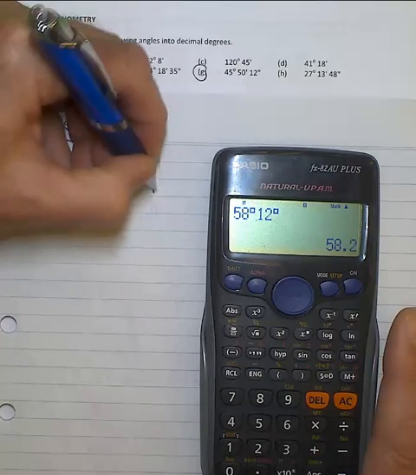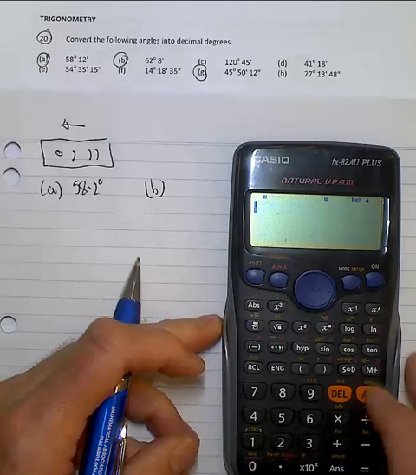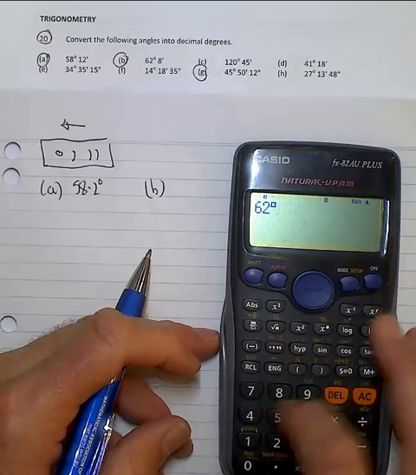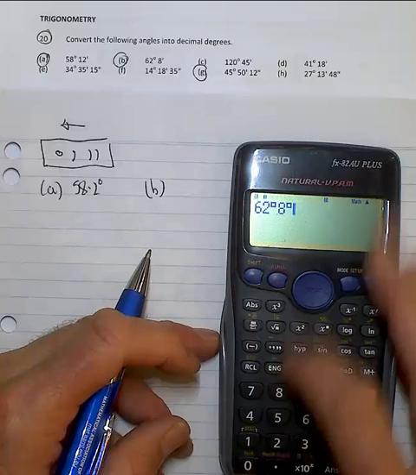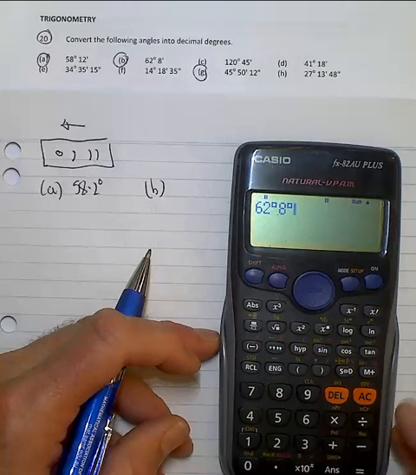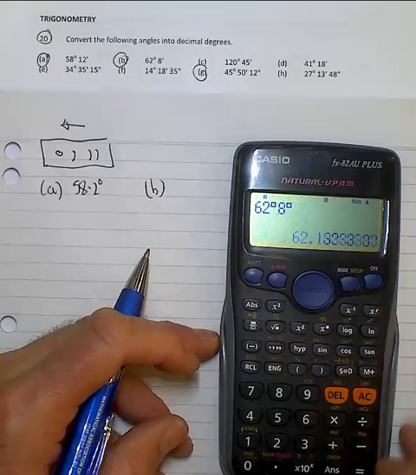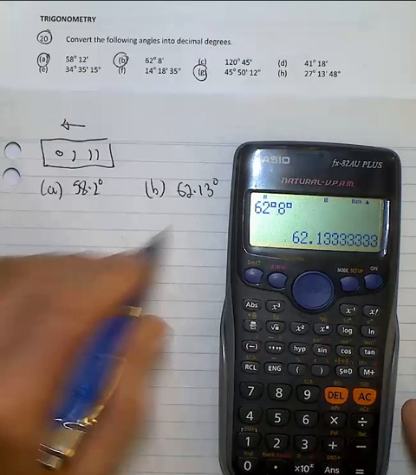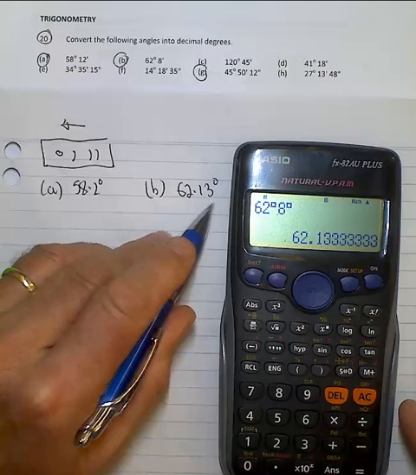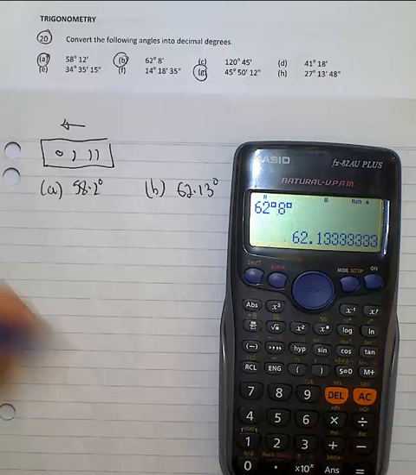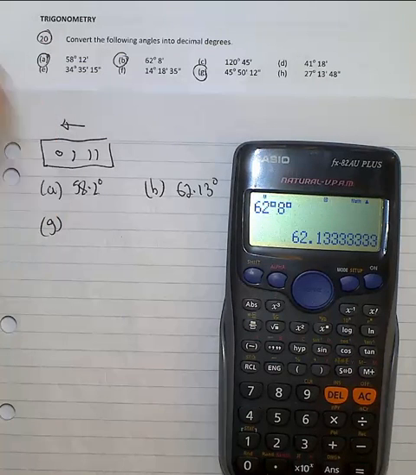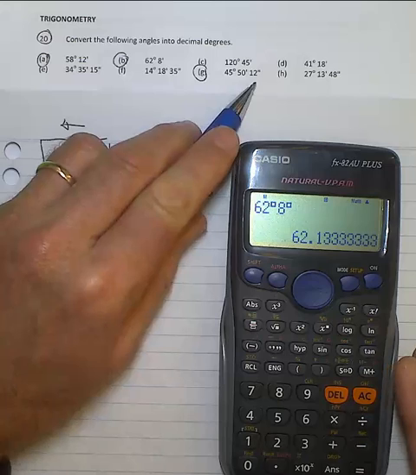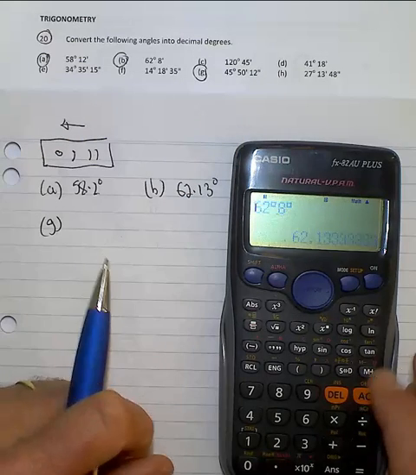And a very similar way for B. So 62 degrees, 8 minutes, shift arrow, 62.13 degrees. Use a bit of common sense here. I tend just to use 2 decimal places. And for G, for 45 degrees, 50 minutes and 12 seconds, I can use the same process.